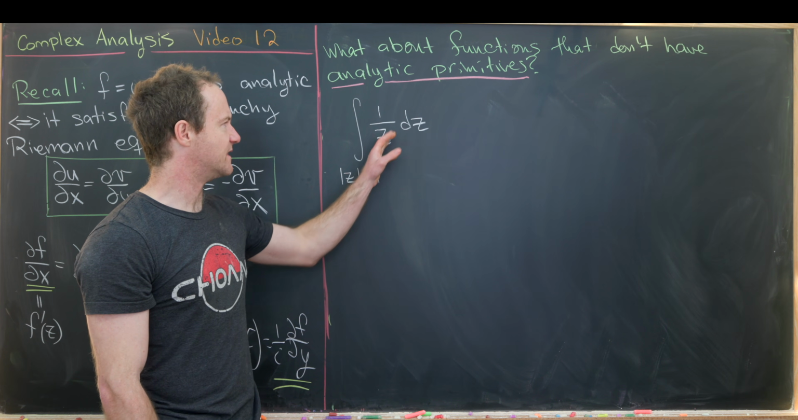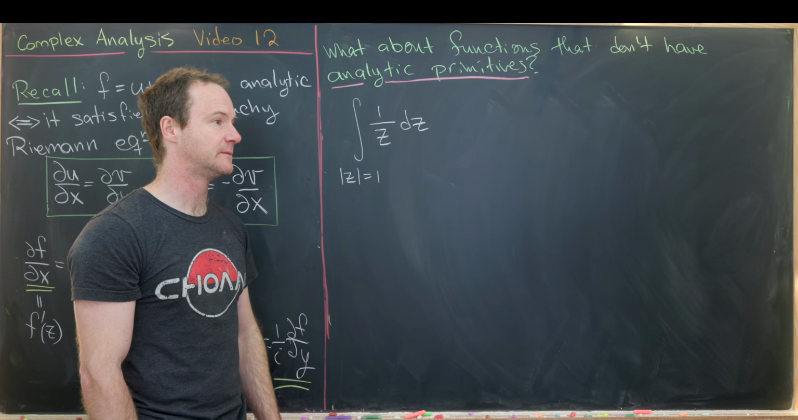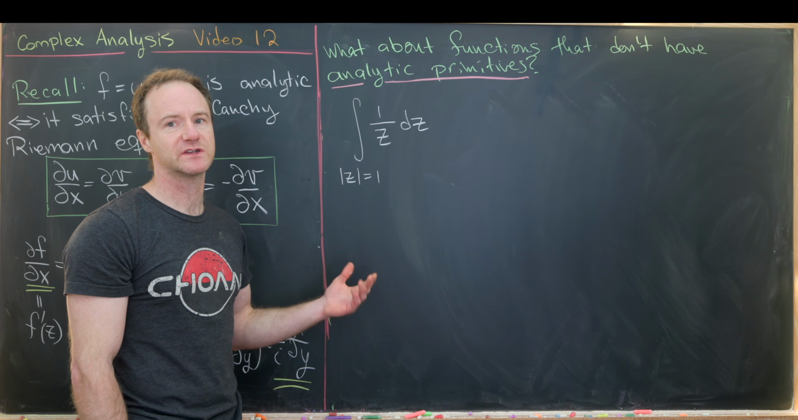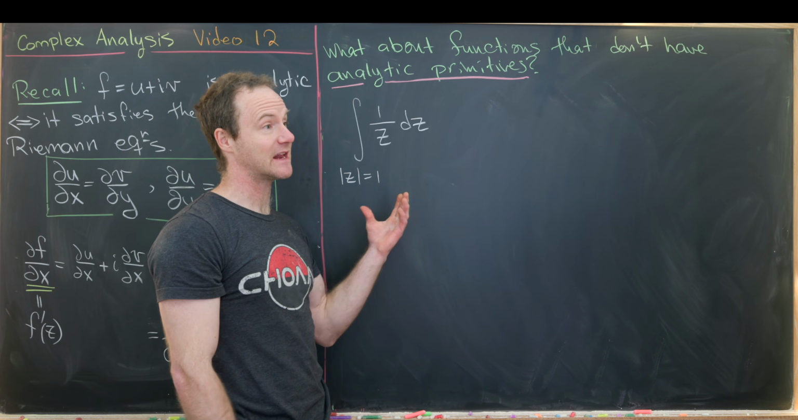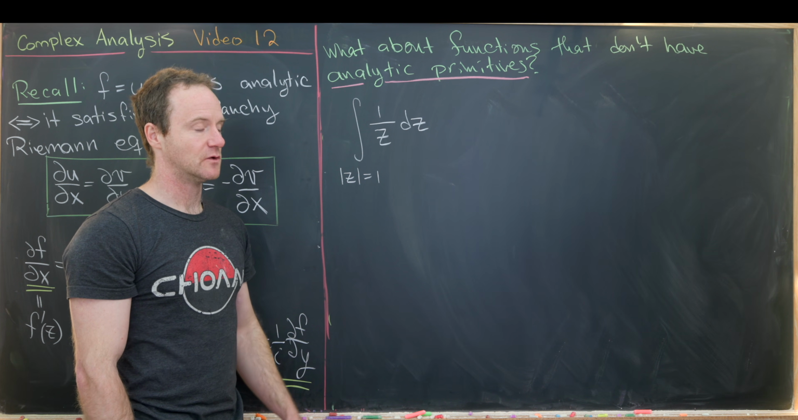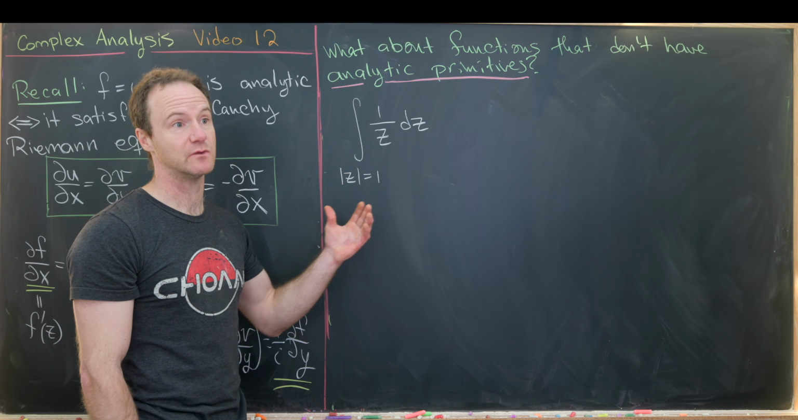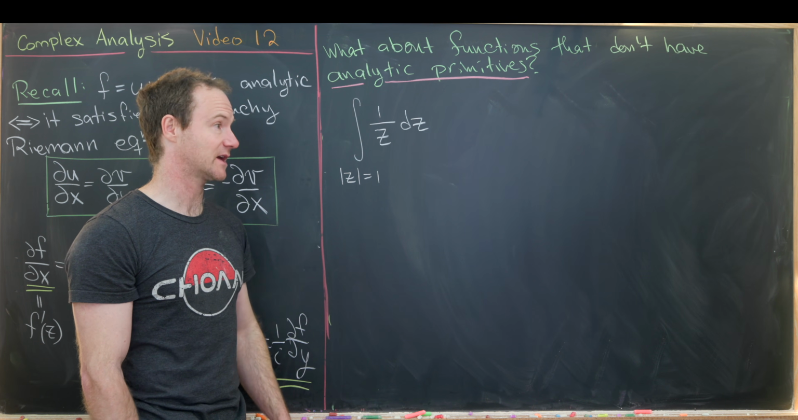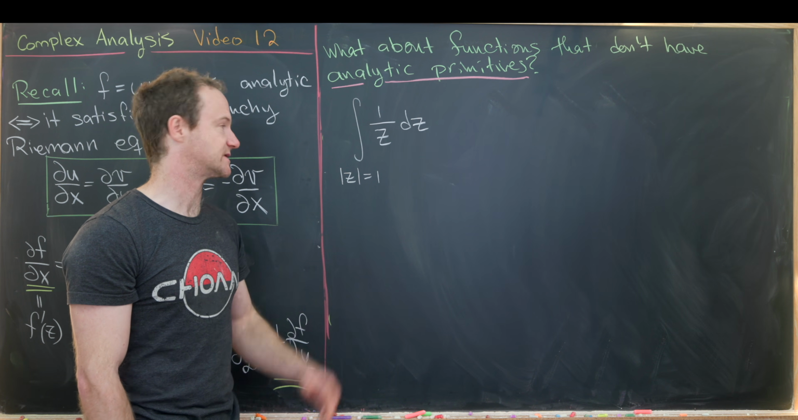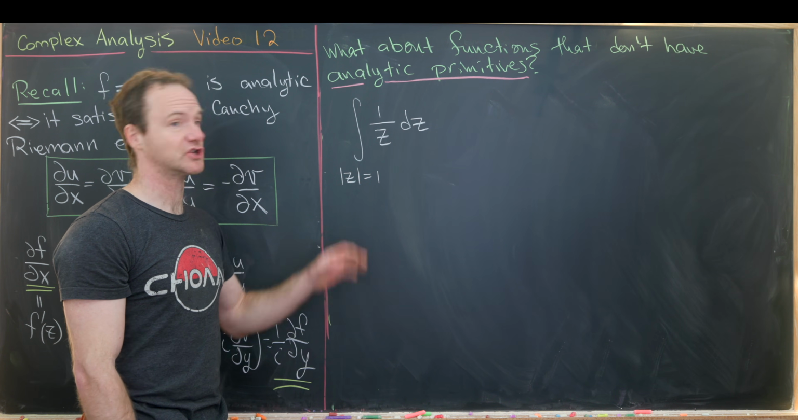So notice that this thing has a primitive, that would be log z. But if you recall from when we looked at the logarithm, the negative real axis, or really the non-positive real axis, was a place where we had to make a branch cut. So this log z was non-analytic on the non-positive real axis. And that includes part of this region right here.